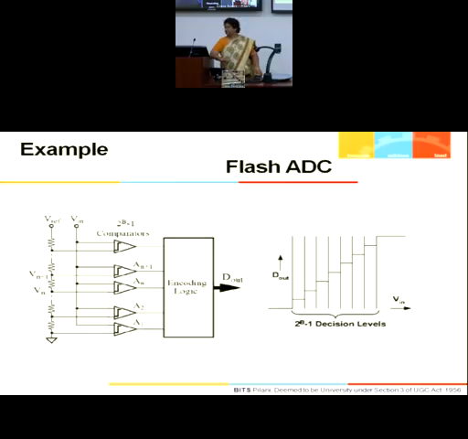So this is the flash ADC working, and here we use extensively a large number of comparators, 2 to the power n, depending on the number of levels you are making. It depends on how much your LSB, 1 LSB, is.